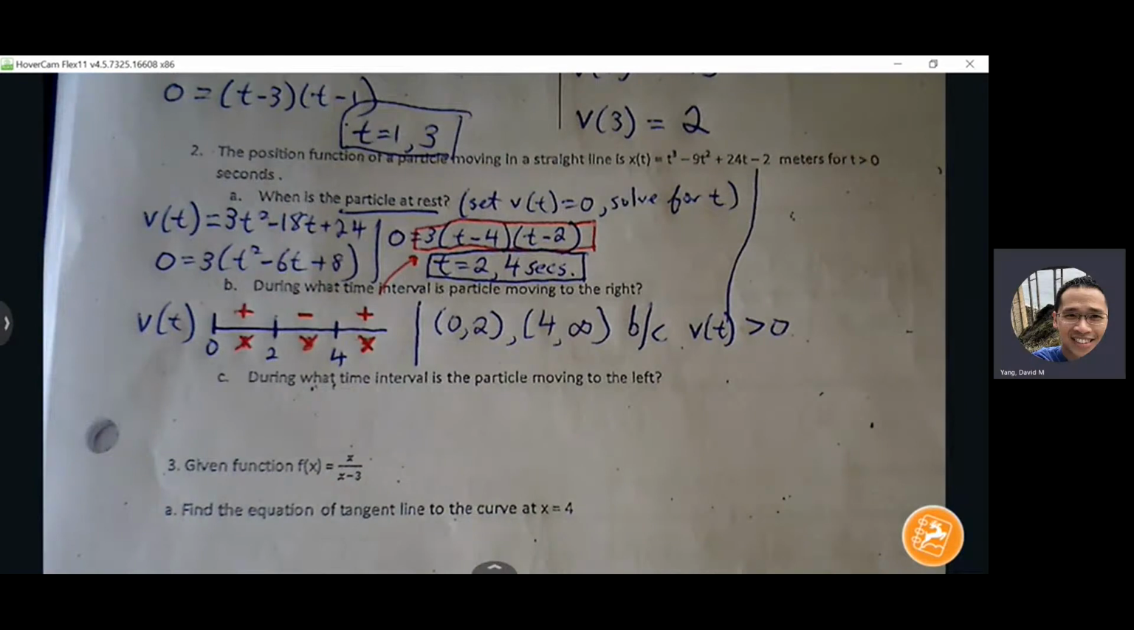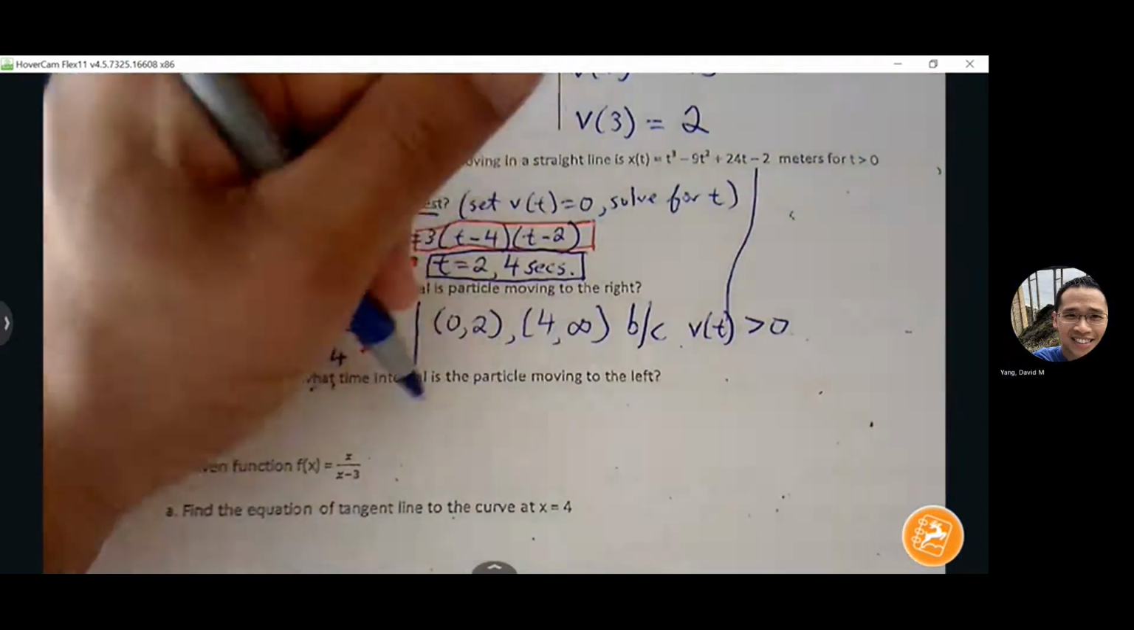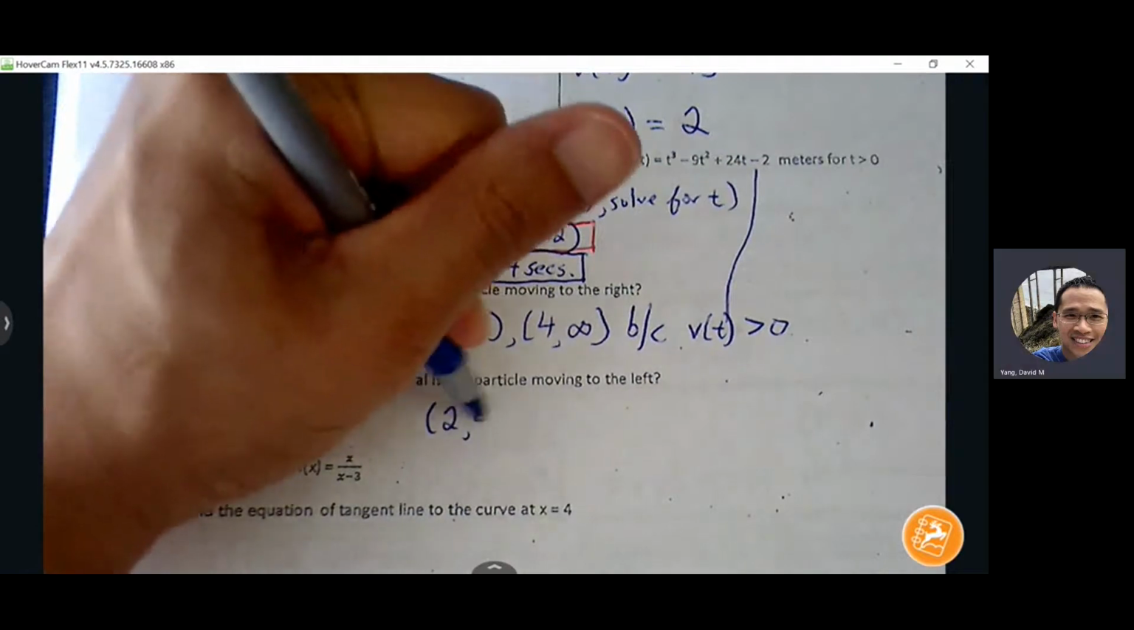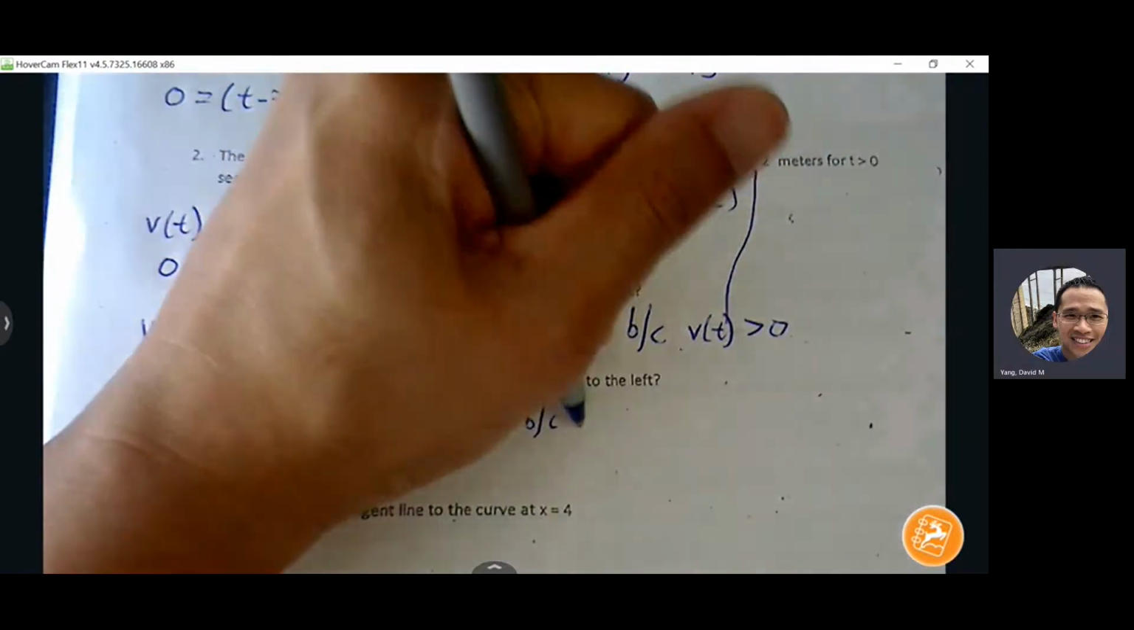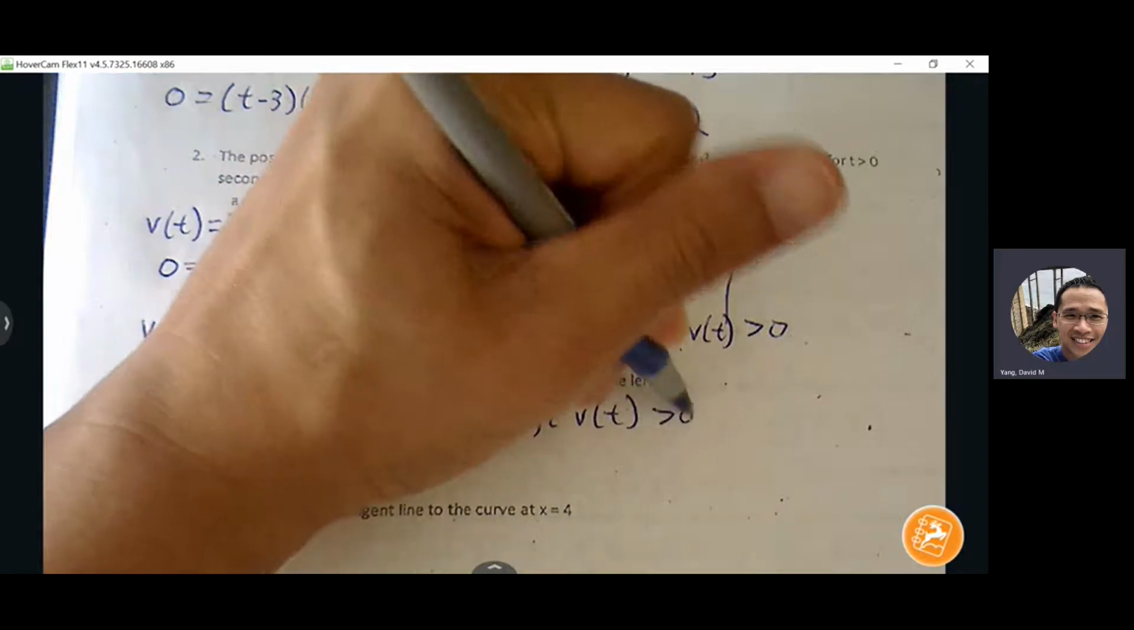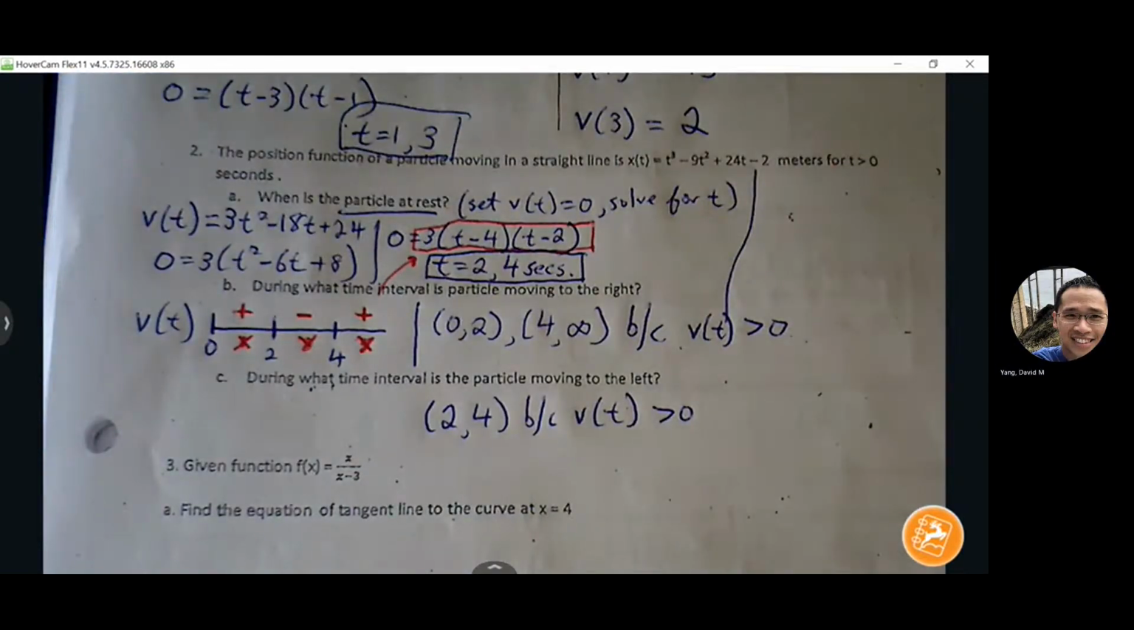Part C, during what time interval is the particle moving to the left? 2 to 4, because velocity is less than 0. Any questions with B or C?